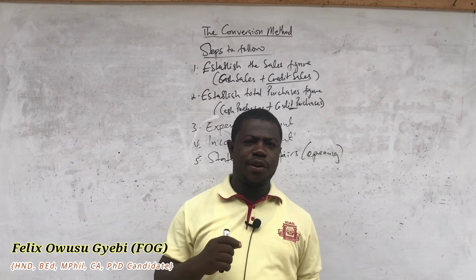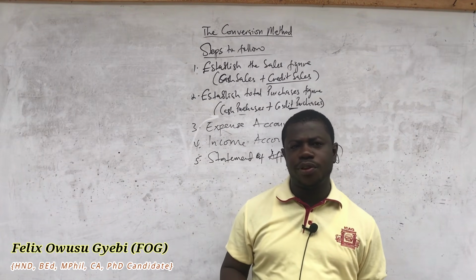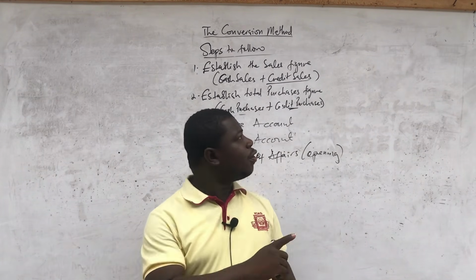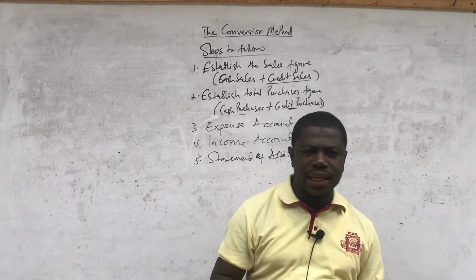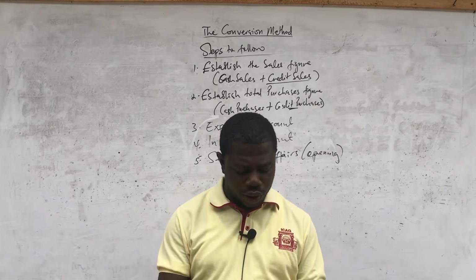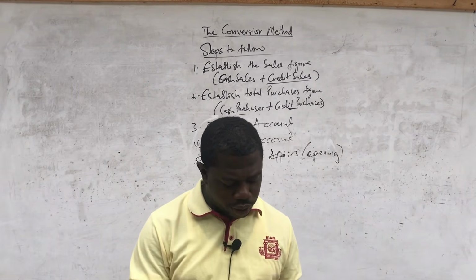This is part 3 of our series on single entry and incomplete records, and we are continuing with the conversion method by taking a question and then solving it together. So that is what we are going to do now.